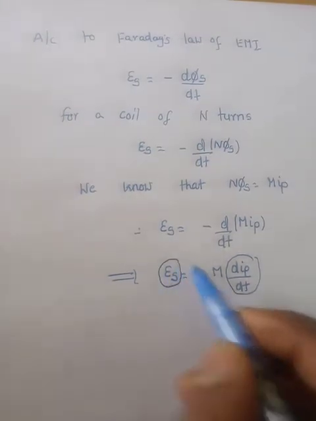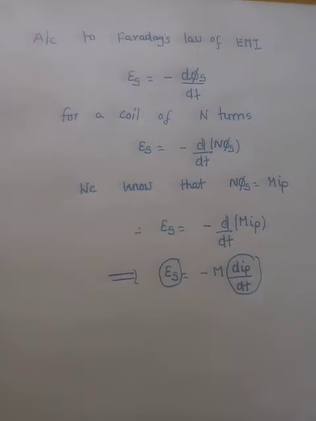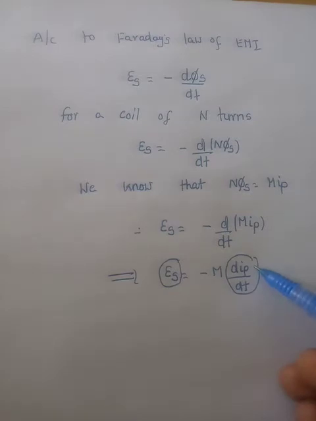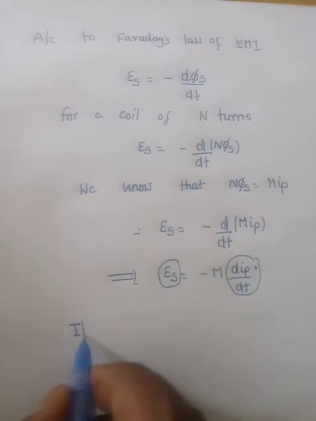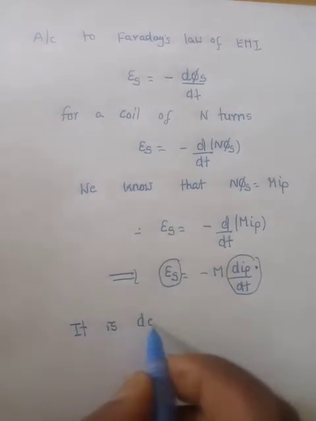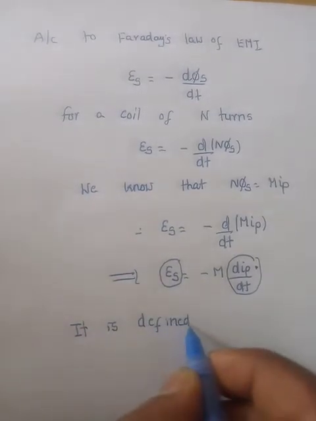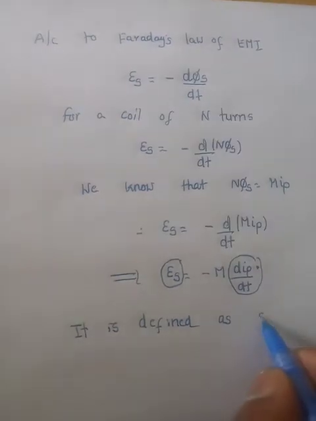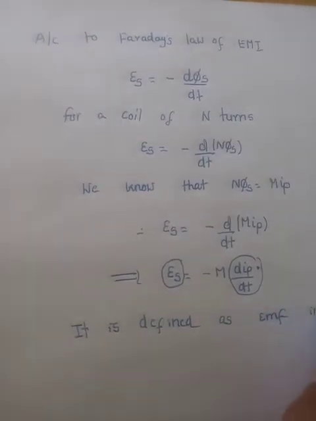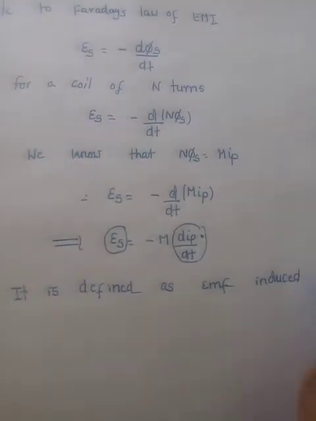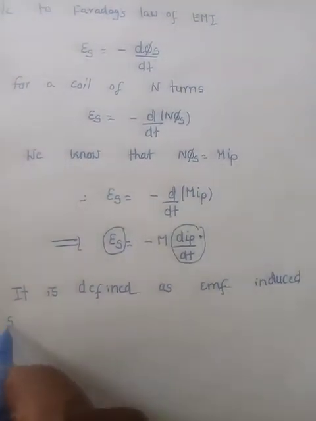Mutual induction is also defined as what? EMF induced in the secondary coil when the rate of change of current is unity in the primary coil. That's it. So it is defined again: EMF induced. It is defined as what? EMF induced in where?